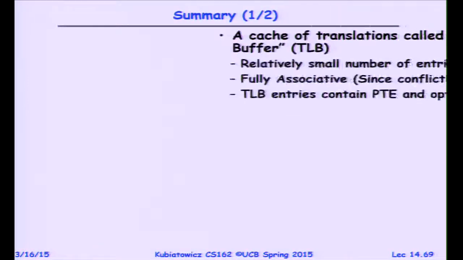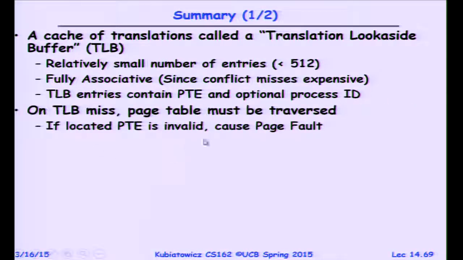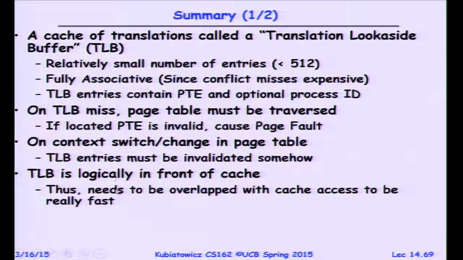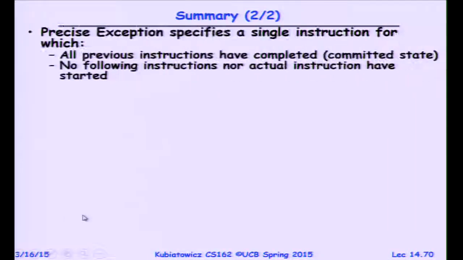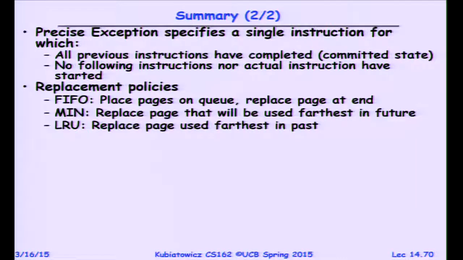So for now, in conclusion, we talked a bit about the translation buffer. Actually, we talked a lot about it. It's a small number of entries, fully associative, and each contains one PTE. We talked about what happens on a TLB miss. On a context switch, we have to invalidate the TLB entries. The TLB is logically in front of the cache we showed you. And we talked about precise exceptions, where all instructions appear as if everything before is completed and that instruction and afterwards has not started. That's an important thing to remember. Next time we're going to start talking about replacement policies.